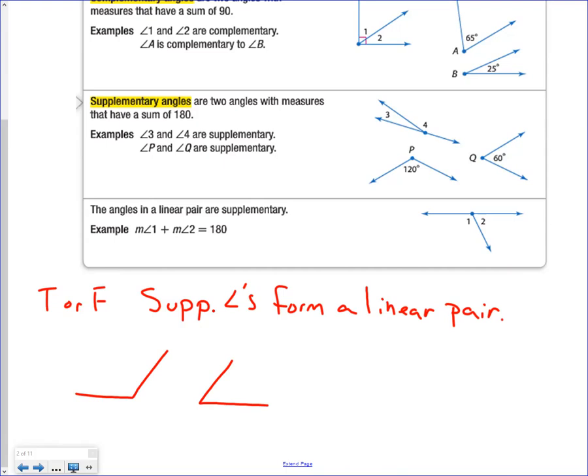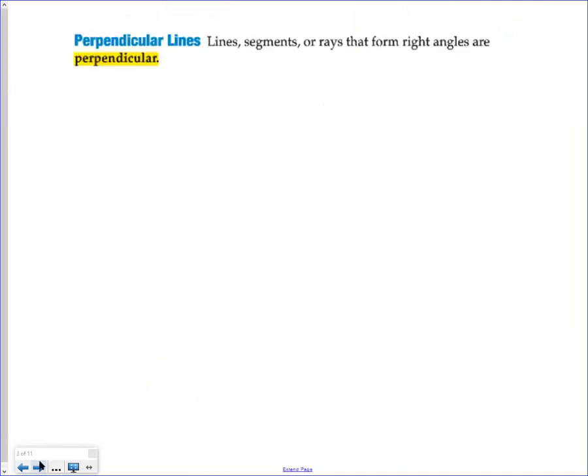Line segments or rays that form right angles are perpendicular. Those two lines or segments are perpendicular.